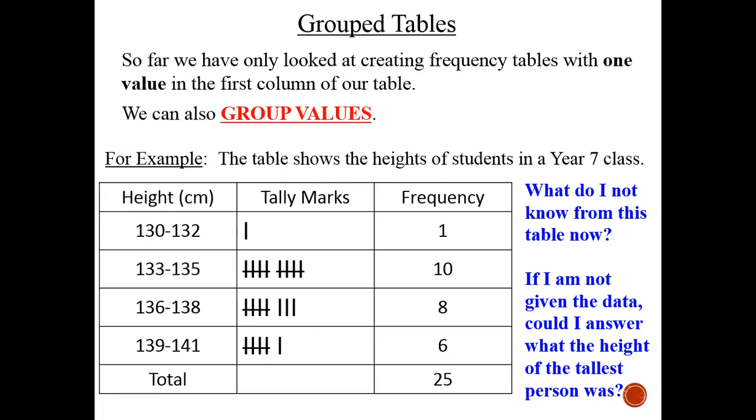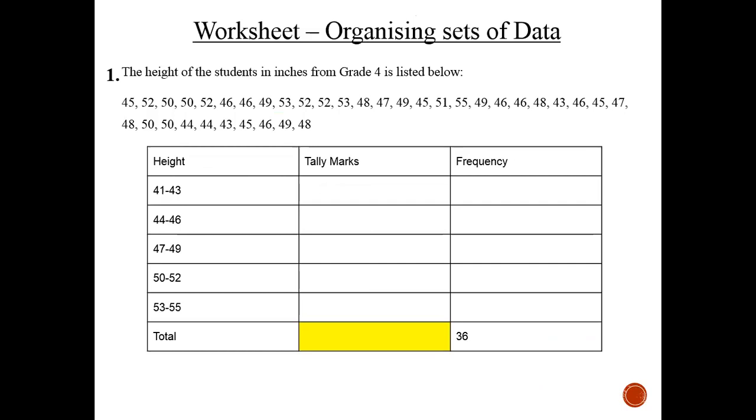Okay, so if there are three heights in this group, 130, 131, 132, the other groups also must have three heights. That's how the group values work. Okay, let's look at the first example: organizing sets of data.